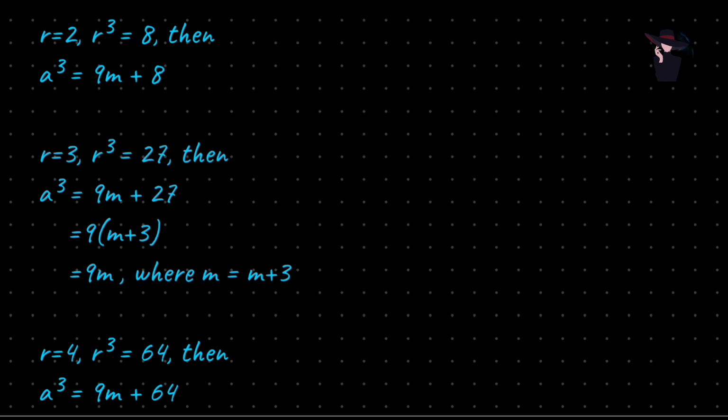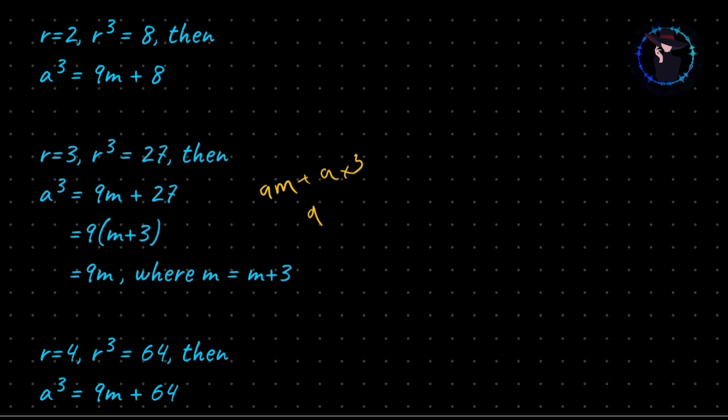So we are going to continue, taking r equals 3, 4, 5, 6, 7 and 8. Let's see what answers we get. Now when r equals 3, r cube is 3 into 3 into 3, which is 27, right? Then a cube is equal to 9m plus 27. Let's take 9 common. Let me just write and explain. 9 into 3 equals 27. Let's write 9m as it is, plus 3 into 9, which is 27.